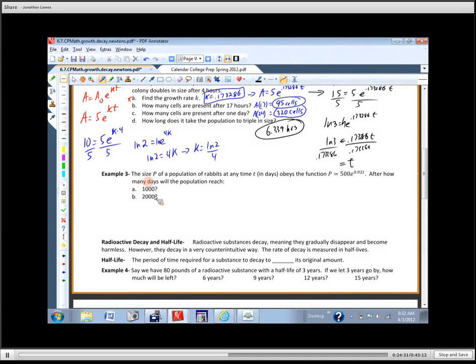So we're going to take this right here, and where are we going to put it? We're going to put it right there in the p. So this is going to be 1,000 equals 500 e to the 0.02 times t. Now, that's a really simple way of asking us what is the doubling time. Because we're going to go from 500 to 1,000. How long does it take this population to double, right?